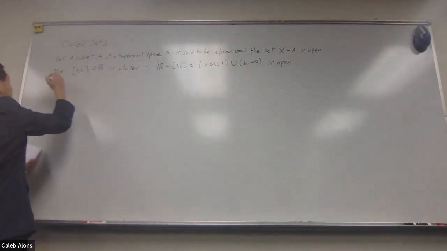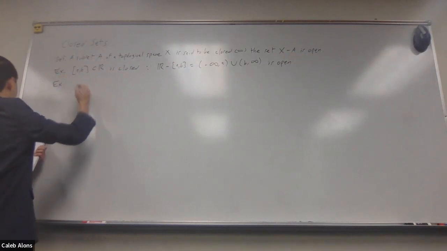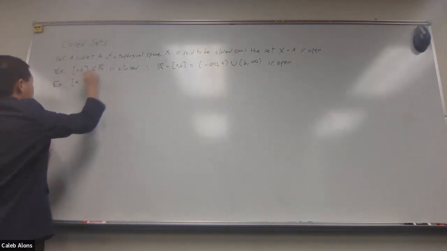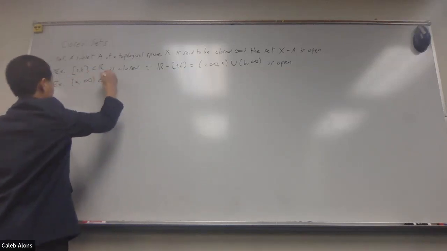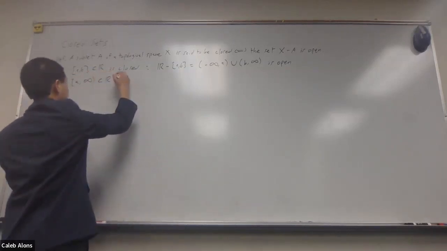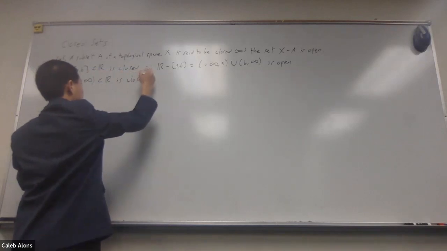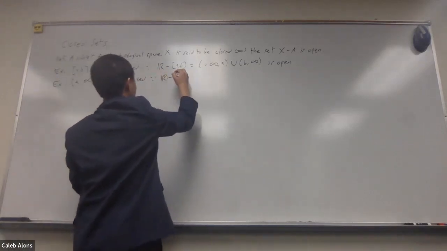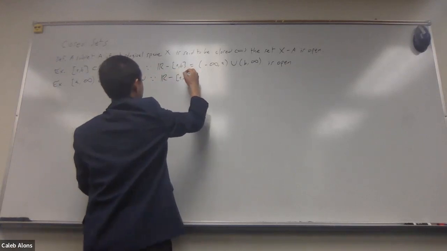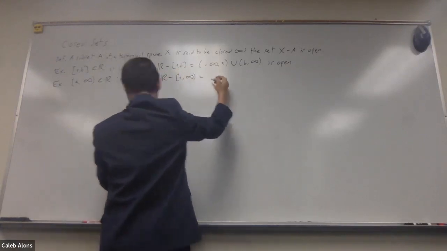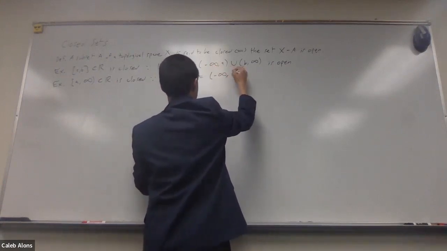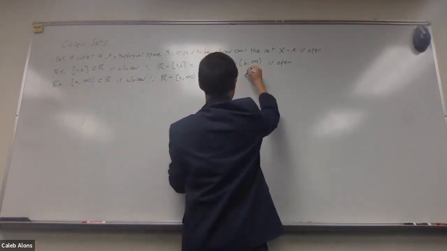So another example is if we took this ray from a to infinity as a subset of R. This is also closed, because if we were to take its complement in R, then we would get R minus [a, infinity), which is just minus infinity up to a, which is open in R.